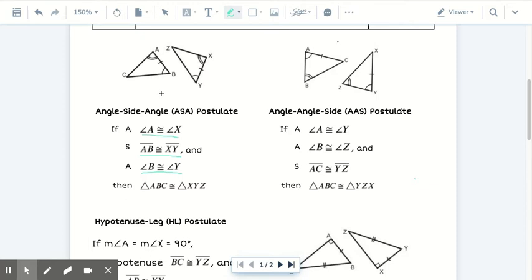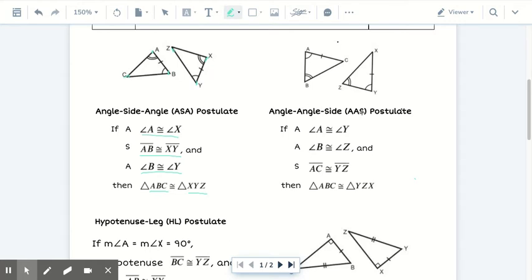Since this is two angles and the included side on the two triangles, we can state that these two triangles are congruent. And we would write a valid congruent statement where the order of the angles matches up from one triangle to the other. So triangle ABC is congruent to triangle XYZ. ABC congruent to XYZ.